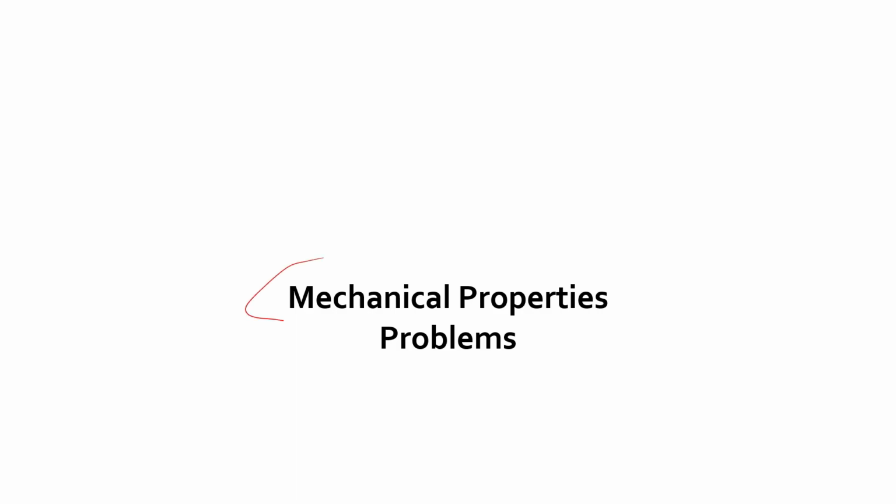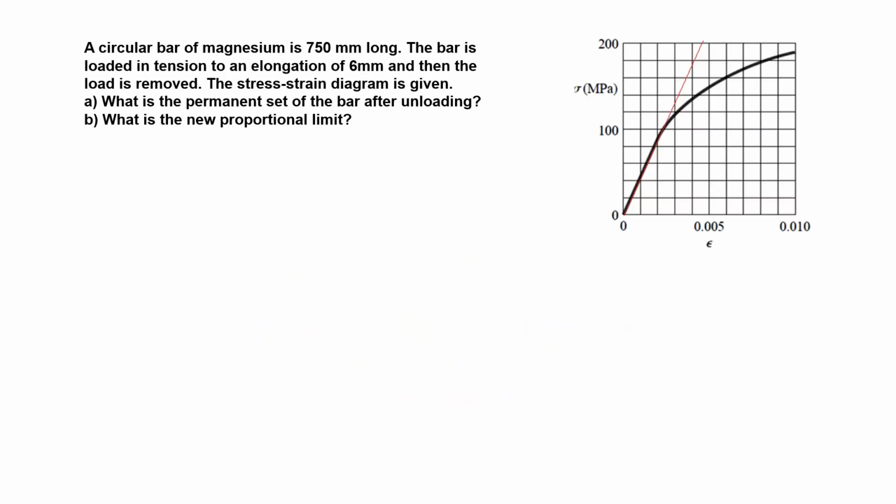In this video, we will solve problems dealing with mechanical properties of materials. In the first problem, we have a circular bar of magnesium 750 millimeter long, and it is loaded in tension so that an elongation of 6 millimeter is reached, and then the load is removed. The material stress-strain curve is given. What is the permanent set of the bar after unloading?